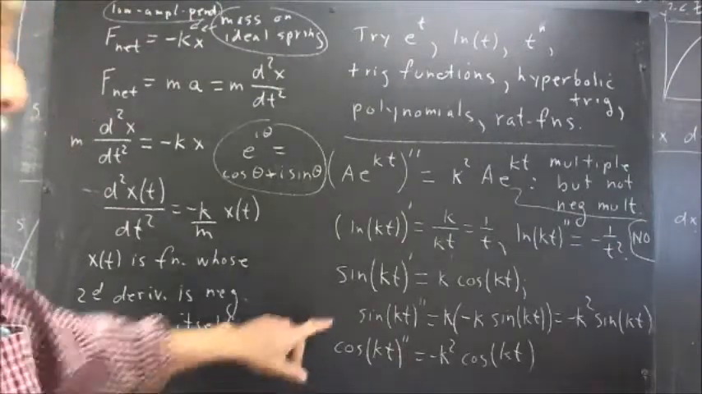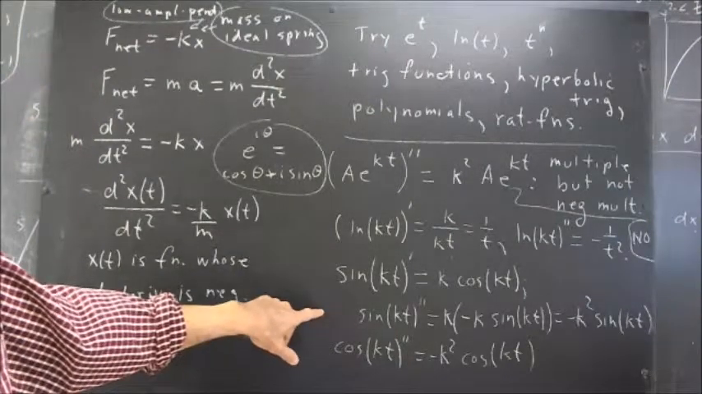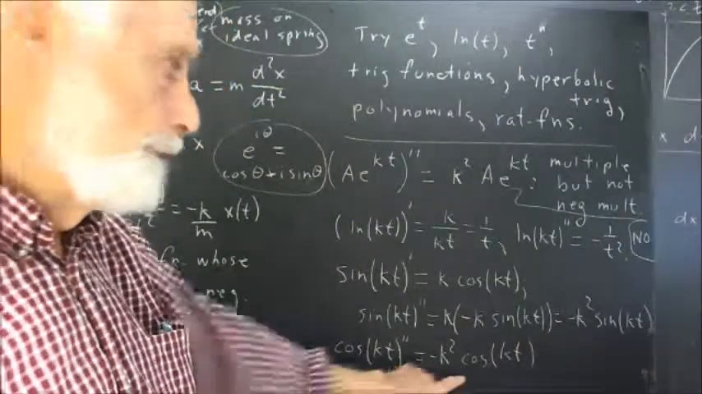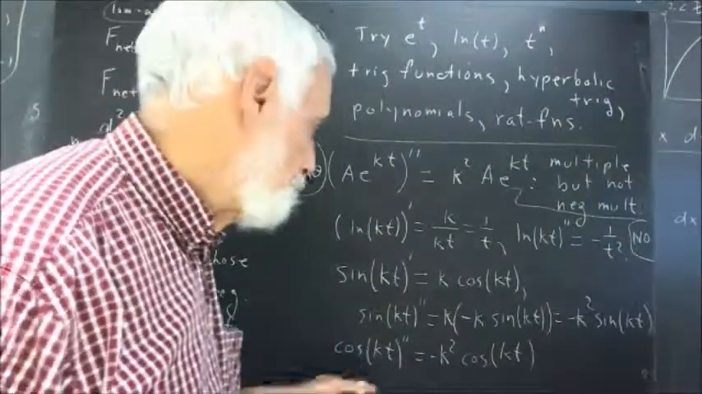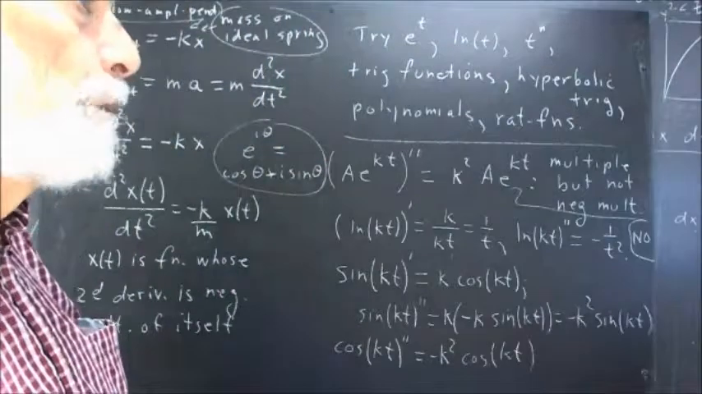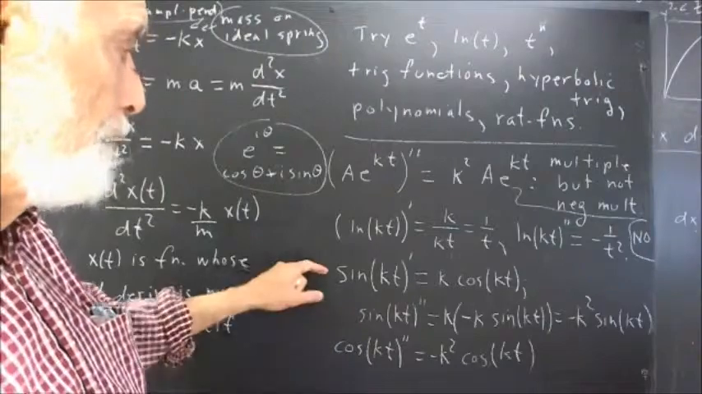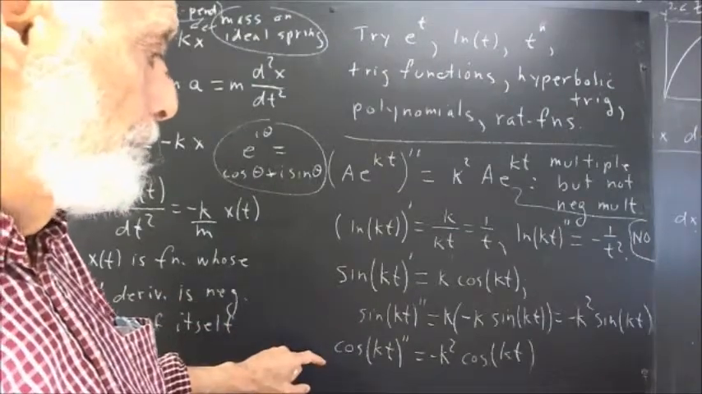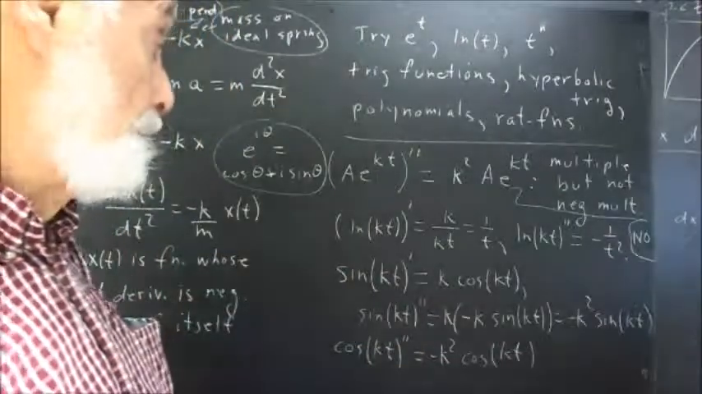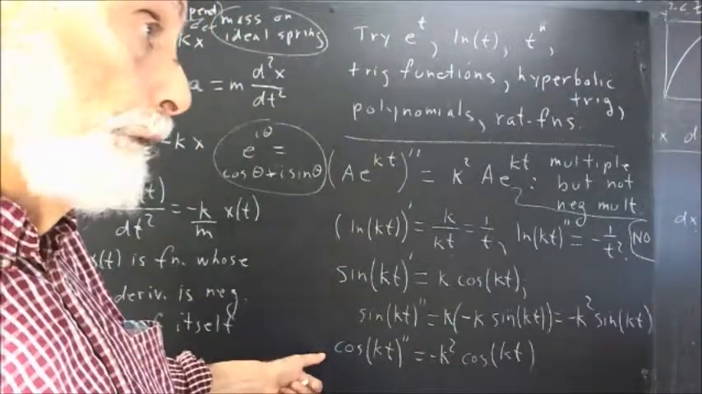Okay, now, same is true for cosine. You can do this yourself. Second derivative of the cosine of kt is negative k squared cosine of kt. So we've found at this point that a sine or cosine function has a second derivative that's a negative multiple of itself. It's going to be true for any sine or cosine function.